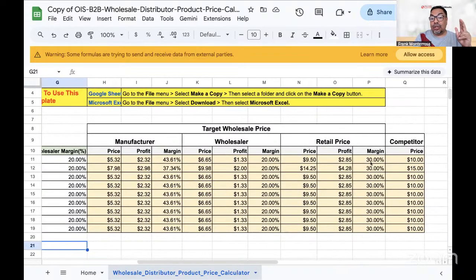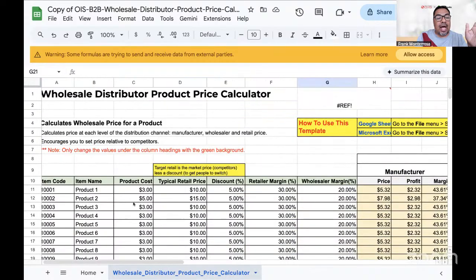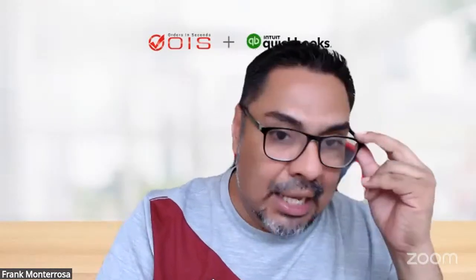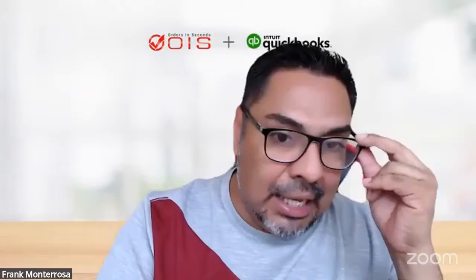And if you notice, you're still going to be competitive. This is the retail price. The retail price we're targeting, our competitors', is $10. So $9.50 is what the retailer is going to be selling it for, but they're still going to have a 30% margin, which becomes their profit. And you can do that with a different product, and start playing with the products that you have. That's really important.